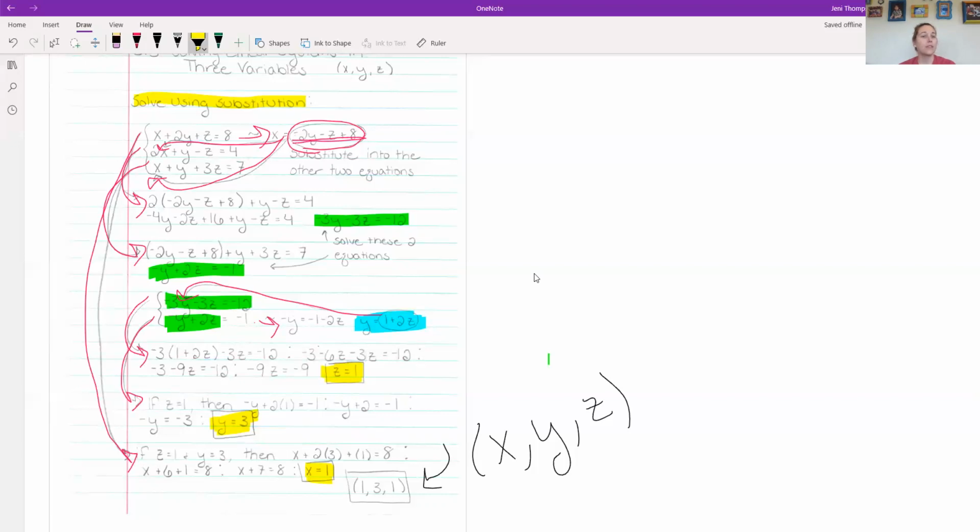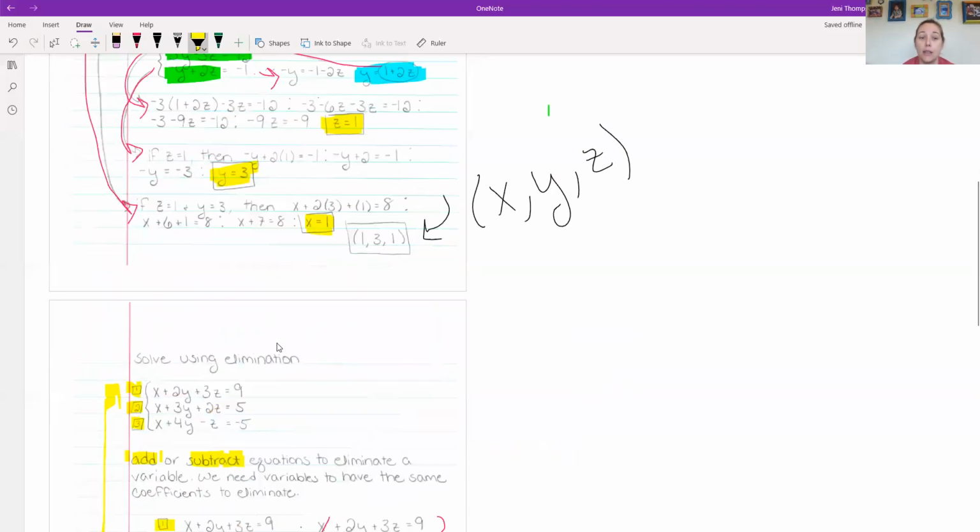Give the homework a try. There's not a lot of questions because these problems are so involved. So give them a shot. Try to follow these steps. Use substitution. Use elimination. I think some of them will kind of walk you through the steps.